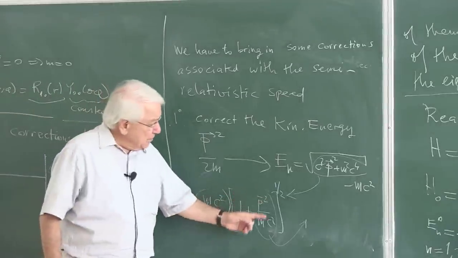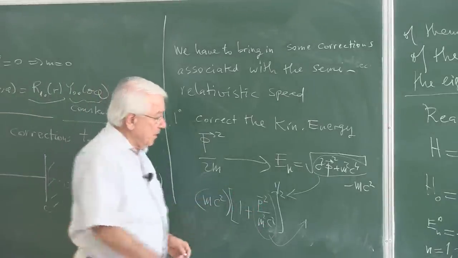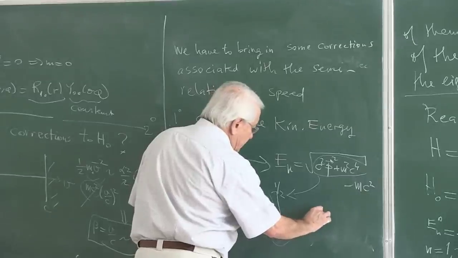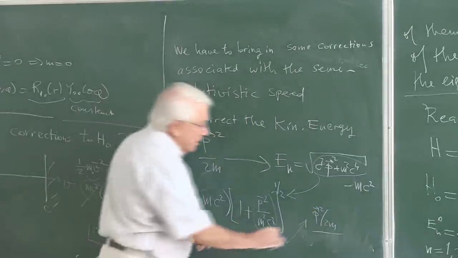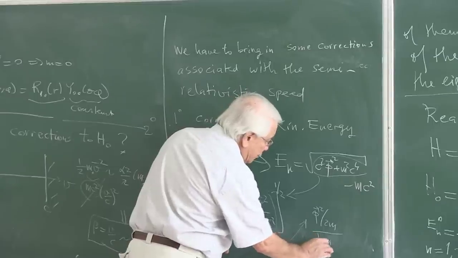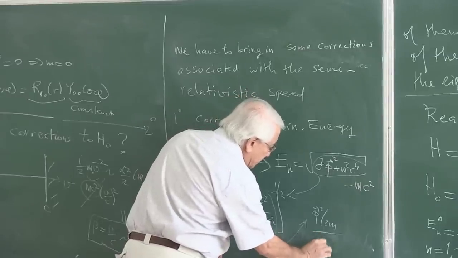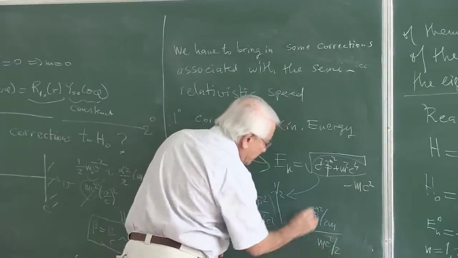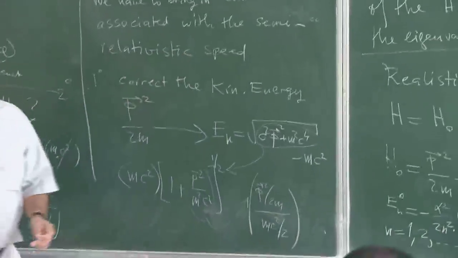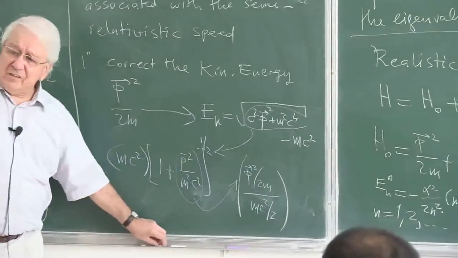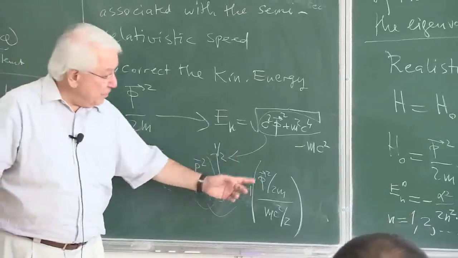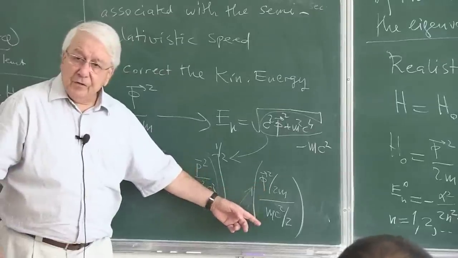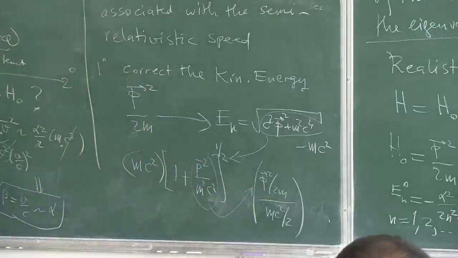Let me divide the numerator and denominator both by 2m. Therefore, this numerator becomes p squared over 2m, and the denominator becomes 1 half of mc squared. Or for aesthetic reasons, let's write it mc squared over 2. The point of this way of rewriting it is that you have a dimensionless number, because it's energy divided by energy. So I can estimate how large or how small that is.